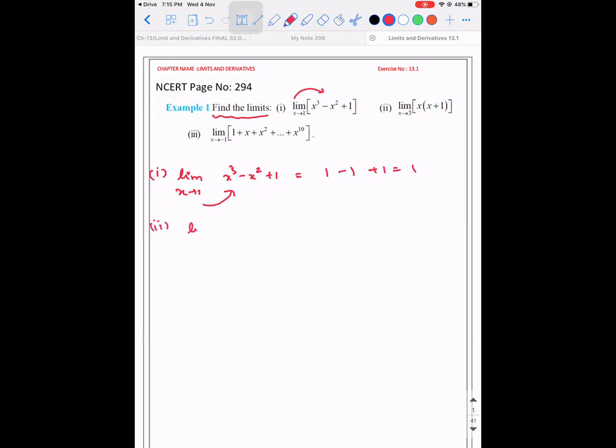Second, limit x tends to 3 of x into x plus 1. Just substitute it directly. Answer is 12, sir. That's it.